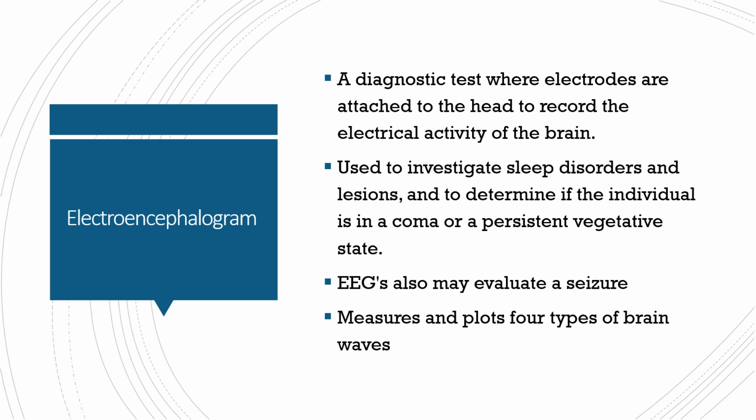Electroencephalogram is a diagnostic test where electrodes are attached to the head to record the electrical activity of the brain. It is used to investigate sleep disorders, lesions, and to determine if the individual is in a coma or a persistent vegetative state. It is also used to evaluate seizures. It measures and plots 4 types of brainwaves.